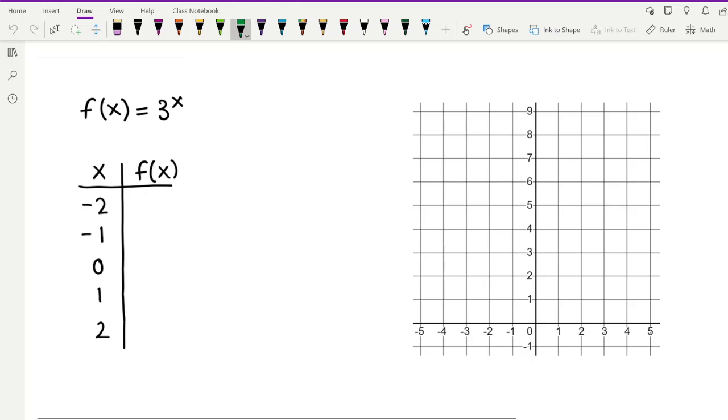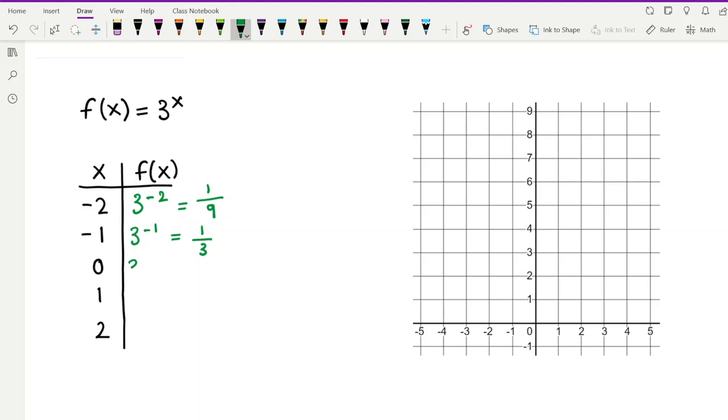Okay, so let's start by filling out this table for 3 to the x. How would we evaluate this? Well, we're just going to plug in all these different numbers. So for example, for the first input, we get 3 to the -2. 3 to the -2 is 1 over 3 squared, which is 1/9. What about -1? Well, 3 to the -1 is equal to 1 over 3 to the 1, which is just 1/3.